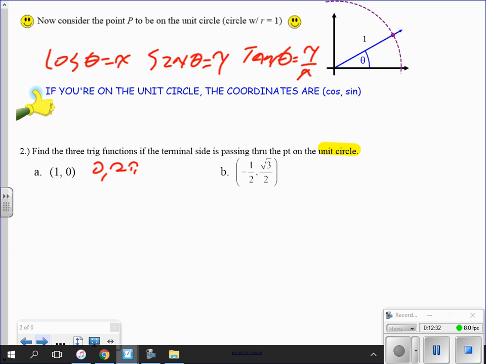So what's my cosine? Cosine is 1. Sine of theta is 0, and the tangent is 0 over 1, which is 0. So on the unit circle, the xy coordinates are there. Do B.